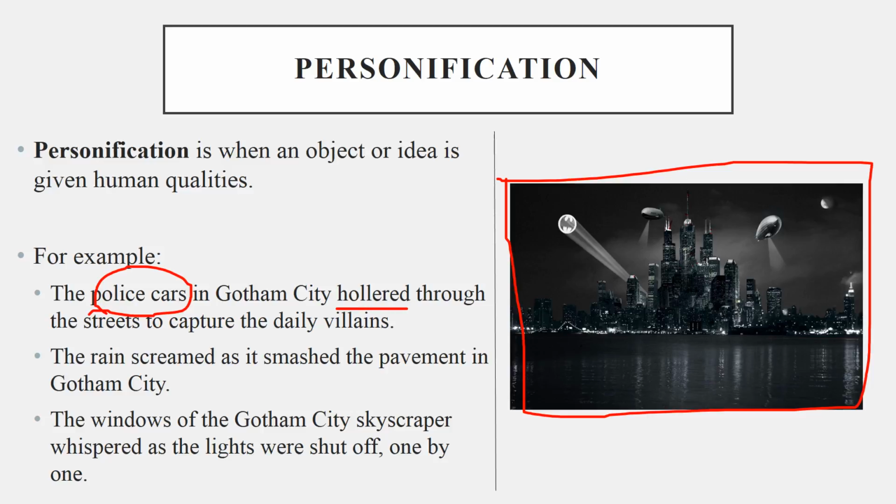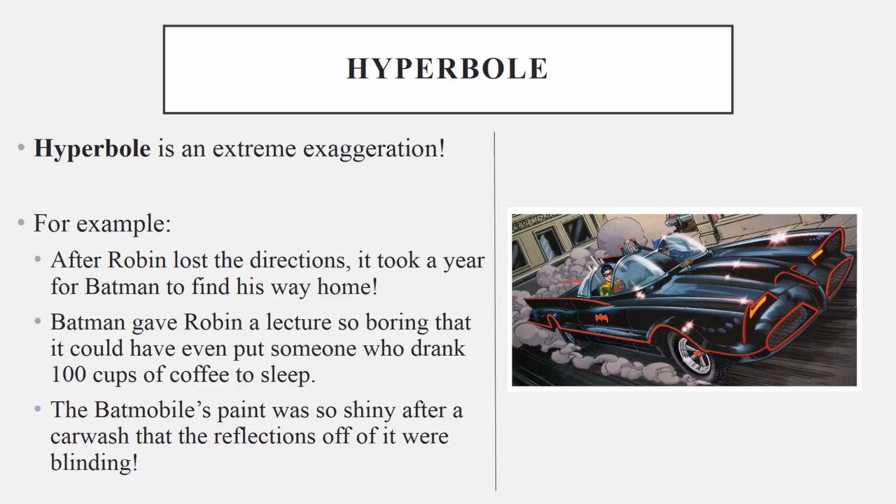The rain screamed as it smashed the pavement in Gotham City. The rain's given human-like quality, screaming. The windows of the Gotham City skyscraper whispered as the lights were shut off, one by one. So we know that there's windows, whispering. Once again, a window can't actually whisper, so it's personification.